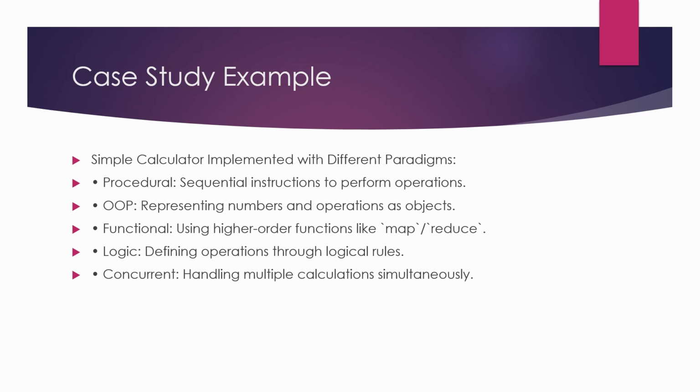Let's consider the example of building a simple calculator in different paradigms. In procedural programming, we would write a sequence of steps for each calculation. In OOP, we could define classes for numbers and operations. In functional programming, we might use functions like map or reduce. In logic programming, we would define rules for operations and query the system for results. Finally, in concurrent programming, we could handle multiple calculations at once using threads.